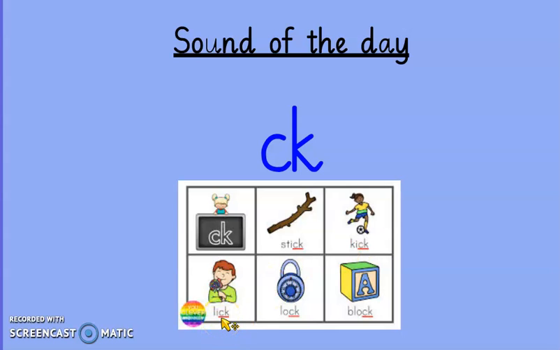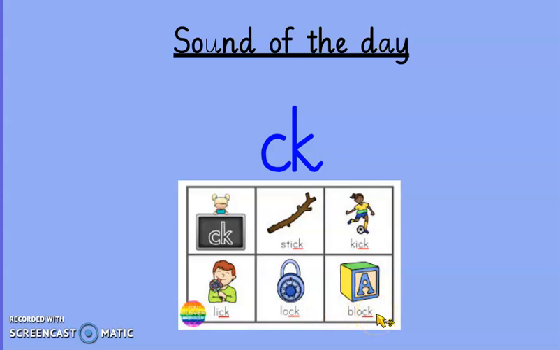So look at this one. What's this boy doing? He's having a lick. Ready? Chop it up. L-ick, lick. Now this is a little bit tricky. This is a lock. It's like a padlock that you put your key in. You lock something safe. Ready? Chop it up. L-o-ck, lock.